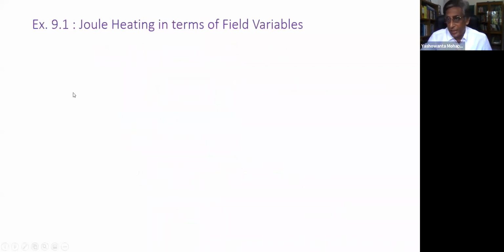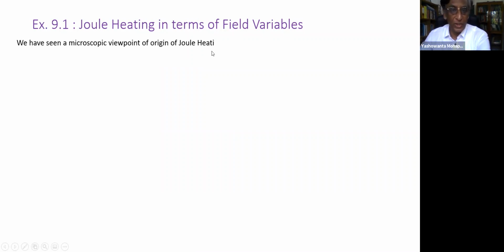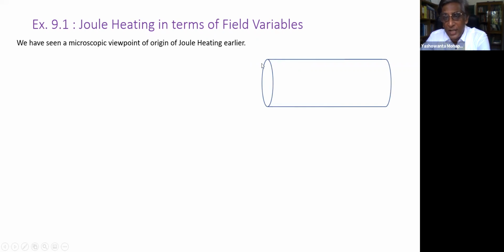Okay, so let's take an example, and this is one of the most famous examples which demonstrates the use of the Poynting vector. We have seen a microscopic viewpoint of the origin of Joule heating earlier by using the Drude model, right? In fact the purpose was so that I can talk about it here. Now let's take a chunk of conductor, a cylinder of radius a and length L, and a current I flowing in this direction.